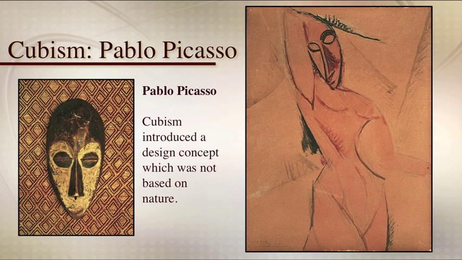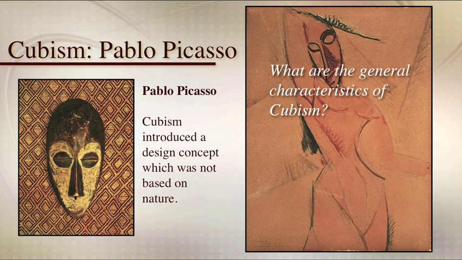Pablo Picasso was the father of this movement and began with a series of work that applied elements of ancient Iberian and African art to the human figure. African sculpture, masks, and fabrics were exciting sources of inspiration for Pablo and his friends. You need to consider what are the general characteristics of Cubism.